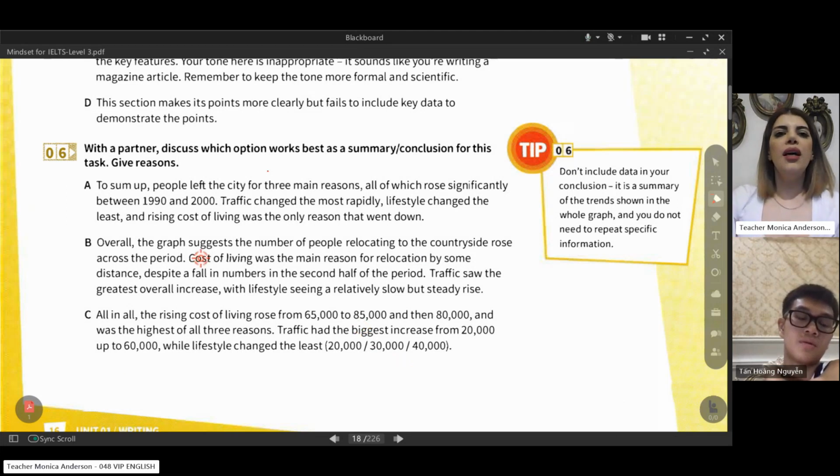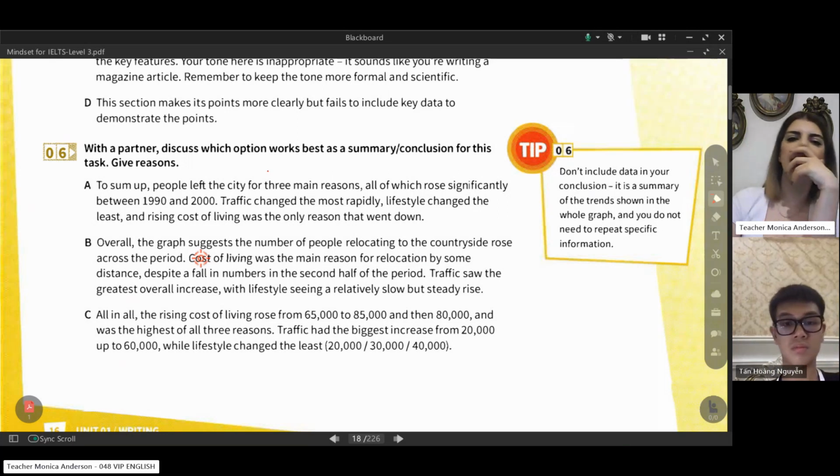Well, okay, now let's find a summary, a conclusion for the task, and I'll give you which one can be the best one and why. Just read this three.